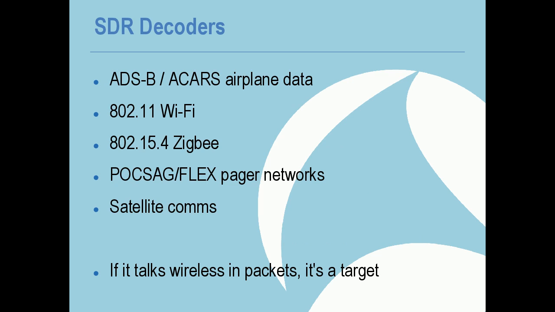So just some things you can decode already. ADS-B and ACARS, Wi-Fi, Zigbee, you can do with the software-defined radio. You can do satellite communications. You can look at POCSAG and FLEX. You can look at APRS, all sorts of stuff. If it talks wireless in packets, it's probably a target for doing something neat with software-defined radio now.